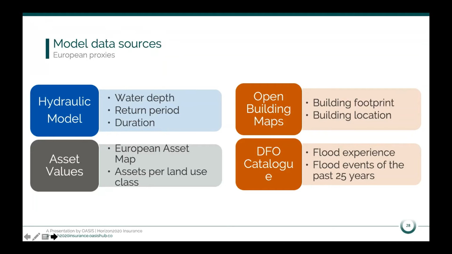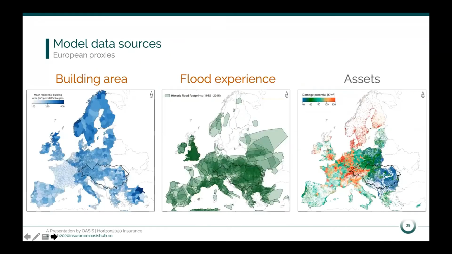Then we have information about flood experience, which goes back to the last 25 years and takes information from the Dartmouth Flood Observatory catalog, which has spatial information about where floods occurred in history. There we simply count the number of floods in different regions, which allows us to quantify the flood experience. We have this information available for the whole of Europe. It is indicated here.